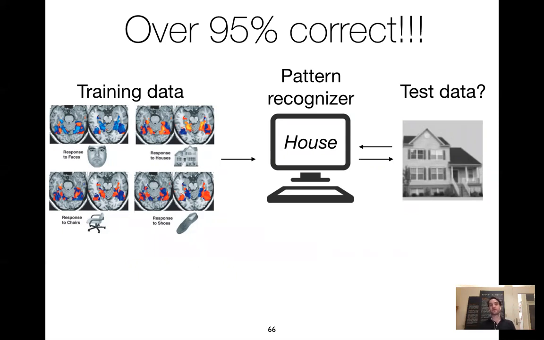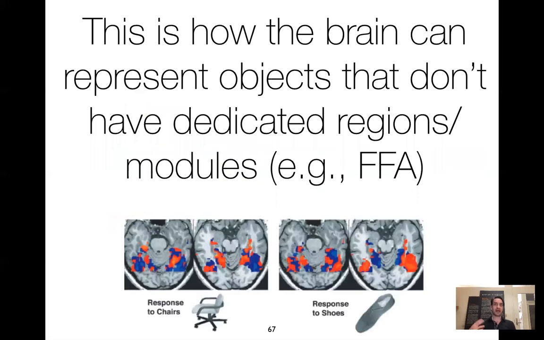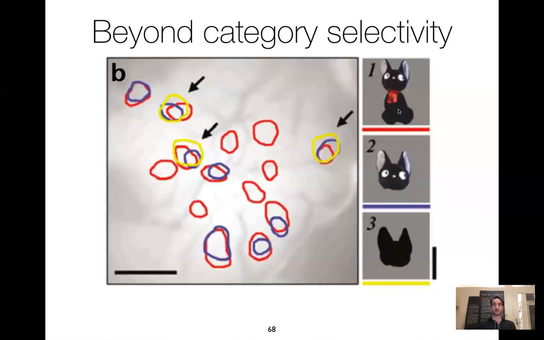So this idea about pattern activity is how the brain can represent objects that don't have dedicated regions or modules, such as the FFA or the PPA, okay? So this is the idea of what's going on, but a natural question to wonder is, when you're thinking beyond category selectivity, what are all these different voxels and all these other different regions of the brain actually involved in representing? And the way that I'm going to try to explain this is with this little toy animal here.